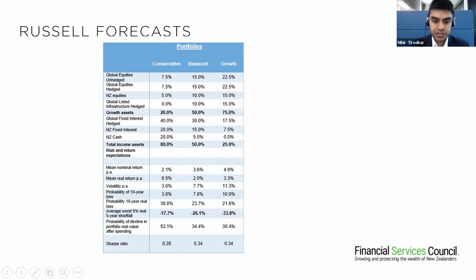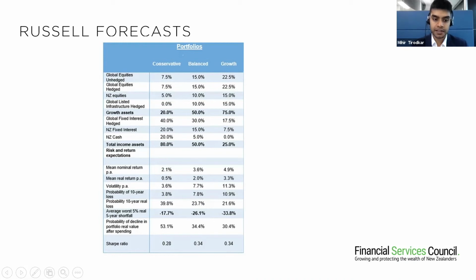Now, without going too much into the numbers, on the bottom, we see some risk and return metrics for these portfolios. You can see that the nominal return per annum, we forecast to be much lower for conservative portfolios. They have more of their money in income assets. 2.1% for conservative, 3.6% for balanced, and 4.9% for growth. The trade-off there is lower risk.